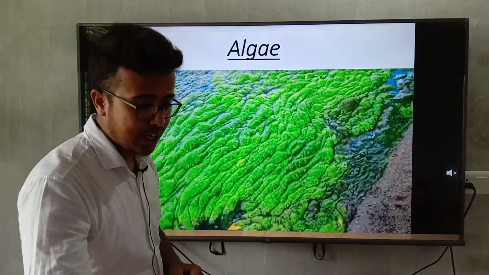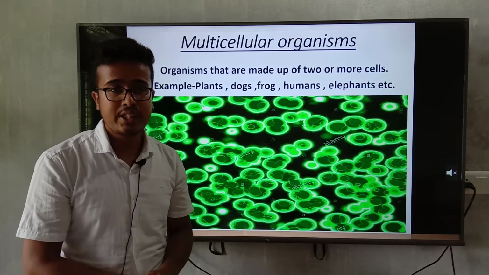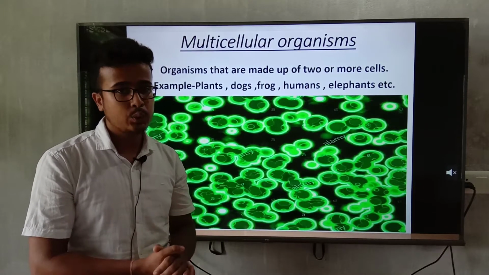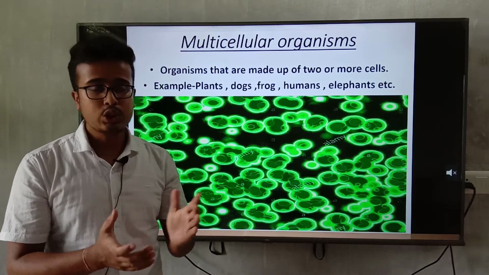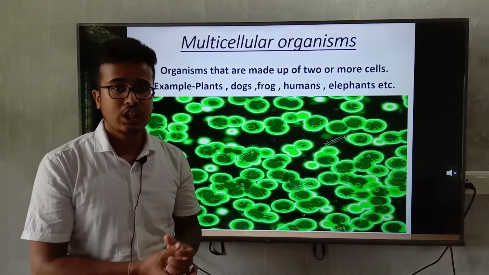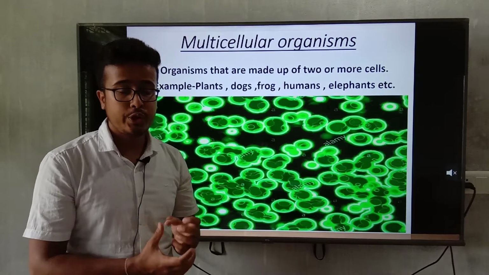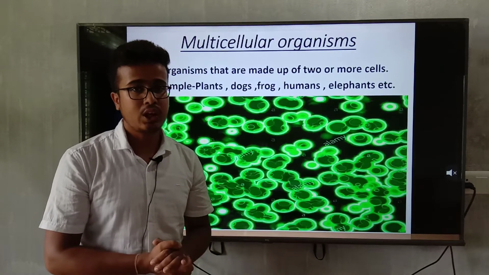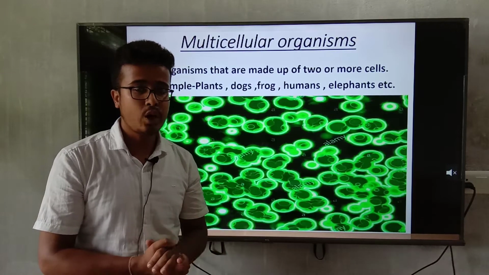Now let's move on to another topic, which is multicellular organisms. Unicellular means one cell is present, and multicellular means more than two cells are present. Organisms that are made of two or more cells are called multicellular organisms. Examples: plant, dog, frog, we human beings, elephant, etc. So these are called multicellular organisms.